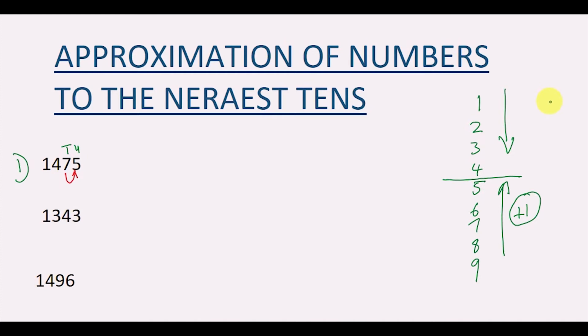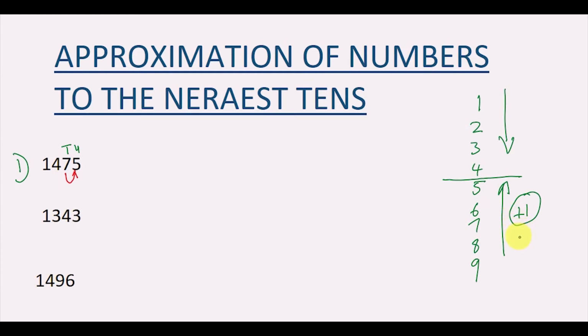Let's take it one more time. 5, 6, 7, 8, 9. Once I have those numbers at the back of my target number, I'll round up. And what did I mean by round up? That is plus 1.